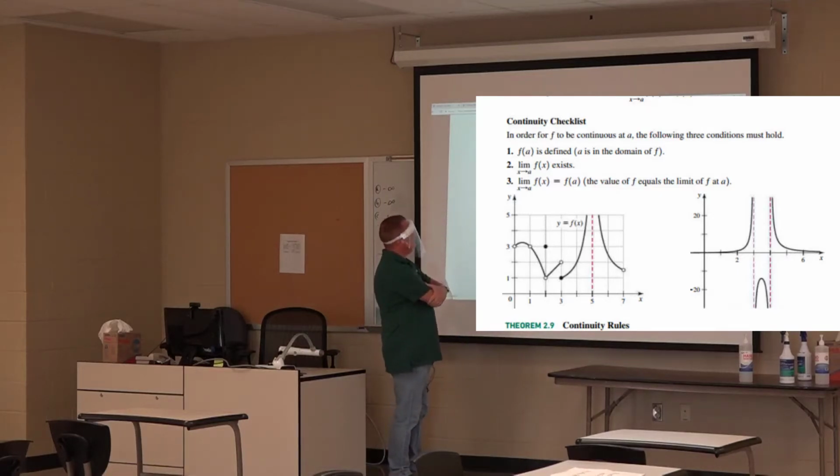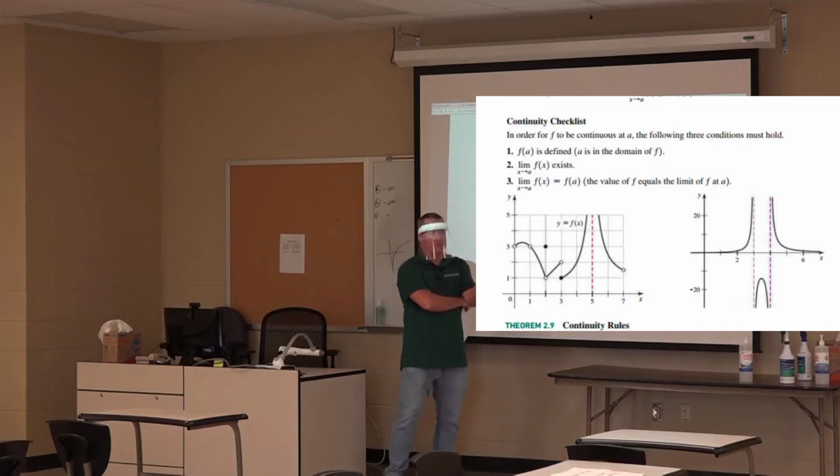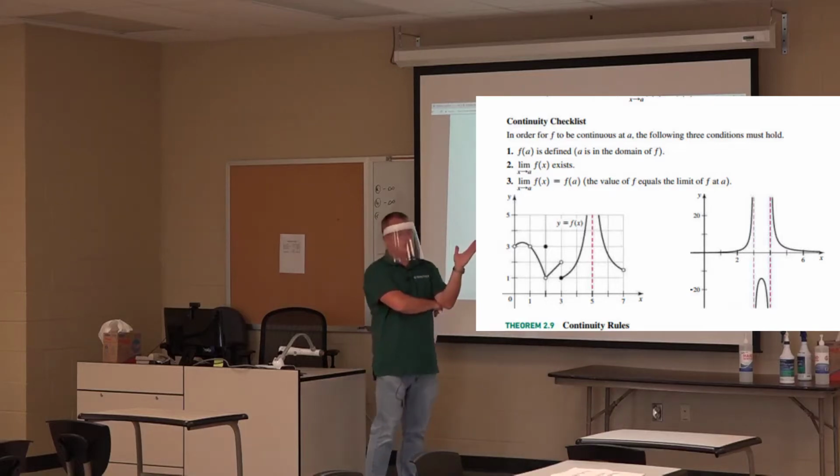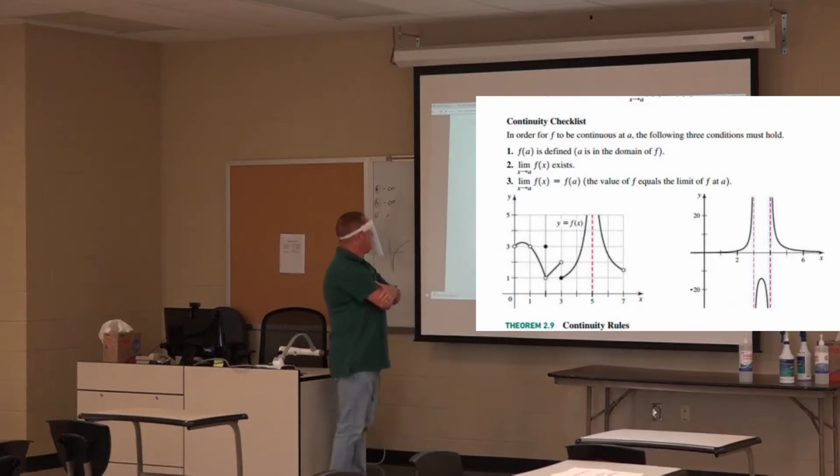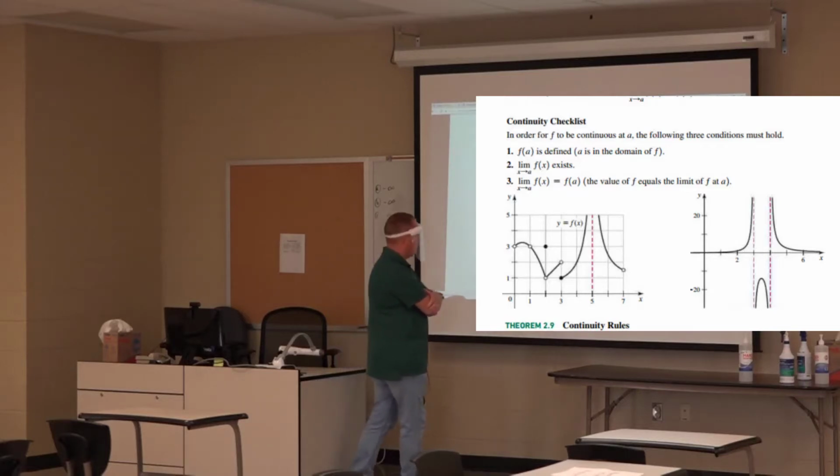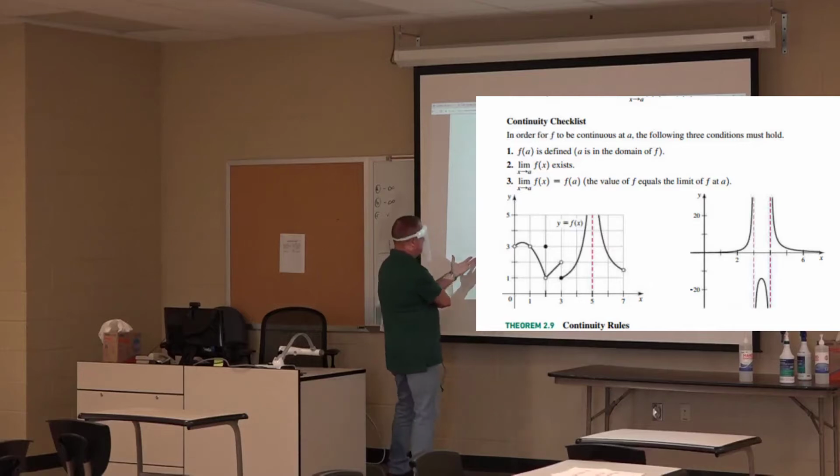In order for f to be continuous at a, the following three conditions must hold. All right, so f of a is defined. Okay? So if you plug in a and it makes the bottom 0 or something, that's not going to be continuous there. Okay? The limit as x approaches a of f of x exists. Okay? And the limit as x approaches a of f of x is equal to f of a. So the value of f equals the limit of f at a. Okay? And here are some examples.